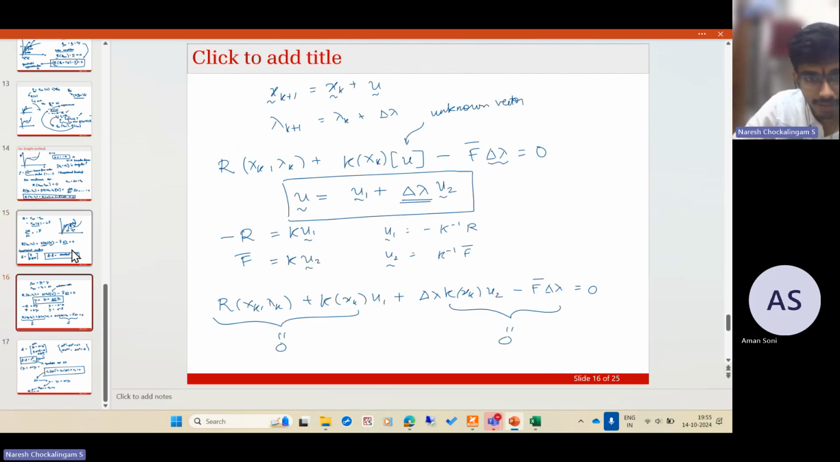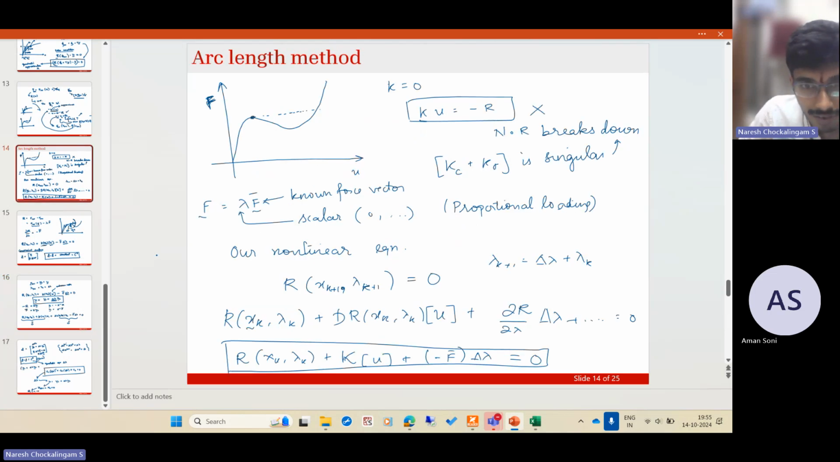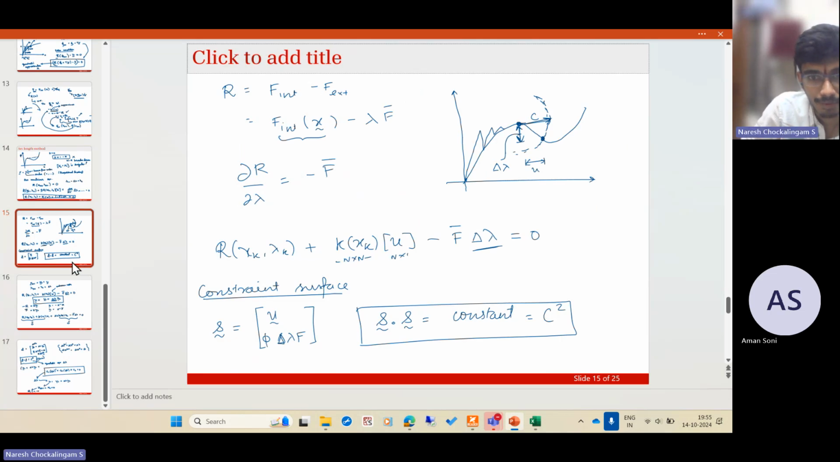Yeah, when you have cases where this k can be singular, don't work with load increments. Instead, work with the increments along the arc length. That is, keep delta lambda, keep the load increments also as an unknown.